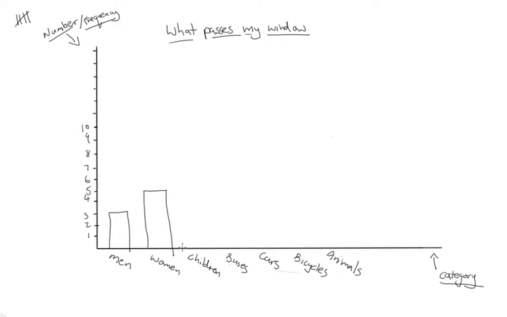But maybe only 2 kids went past, okay? So I'll just draw a line up like this to 2 kids. Maybe 4 buses, so it went up to about here. Cars, maybe 10 cars went past. Lots of cars, maybe you live on a busy street. Bicycles, only 1 went past. Animals, let's say 3 went past, okay?